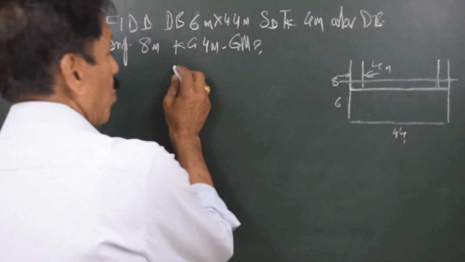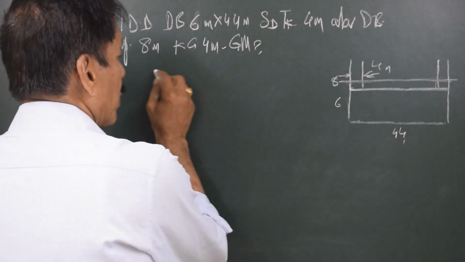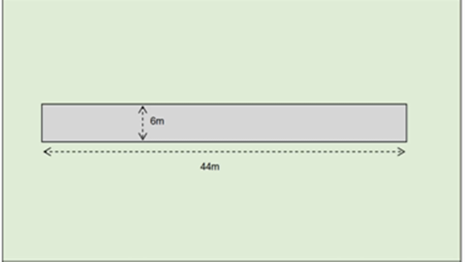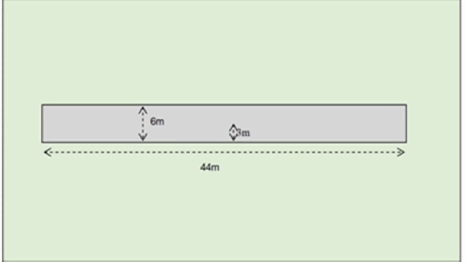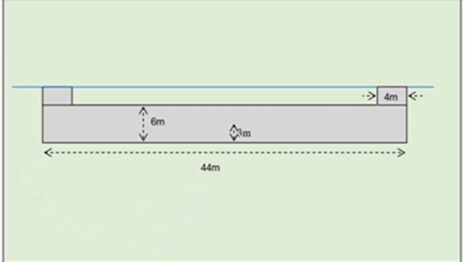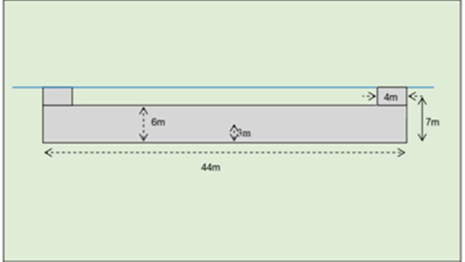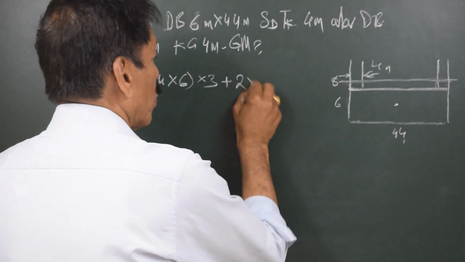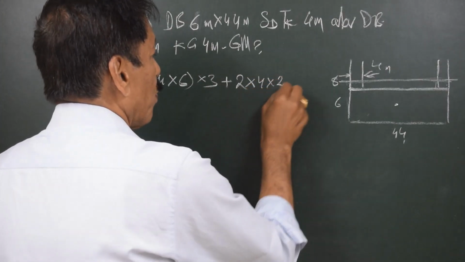First the moment of the double bottom: 44 into 6 is the area, multiplied by the distance 3 meters, because the centroid would be 3 meters from the base. Now we take the side tanks separately. There are 2 tanks, and the area of these tanks is 2 into 4 into 2, right?